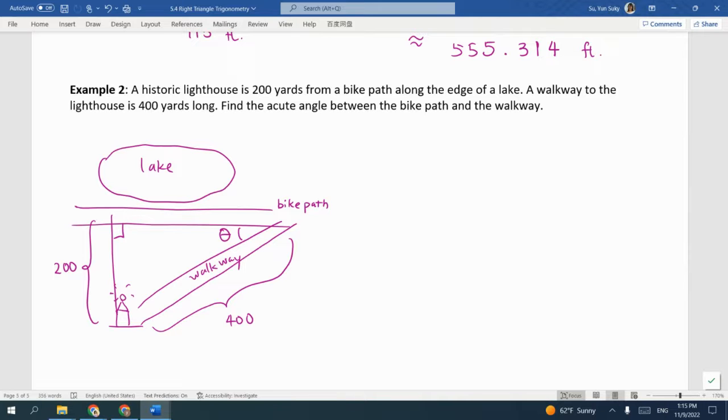So far, so good, everybody? Yeah, we draw the picture. That's the lake. We have the bike path right here along the edge of the lake, and the lighthouse is 200 yards from the bike path. So the distance from the lighthouse to the path is 200 yards, and then the walkway is 400 yards long. We're looking for the angle between the bike path and the walkway. So this is the angle.